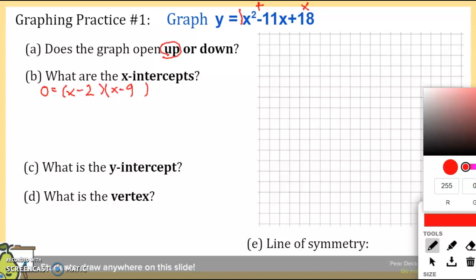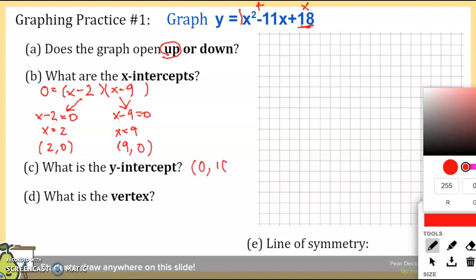So then from here, I separate it into two branches and solve each one of them. x minus 2 has to be equal to 0 or x minus 9 is equal to 0. So adding 2 to both sides, x is equal to 2, x is equal to 9. So my two coordinates are 2, 0 and 9, 0. What is the y-intercept? The y-intercept is just a constant, so it's going to be 0, 18.